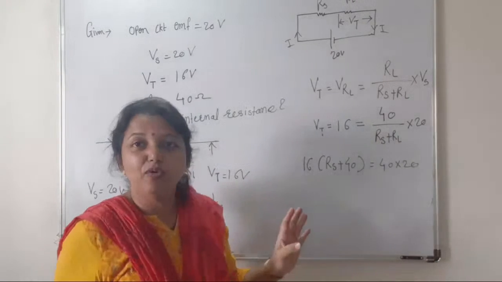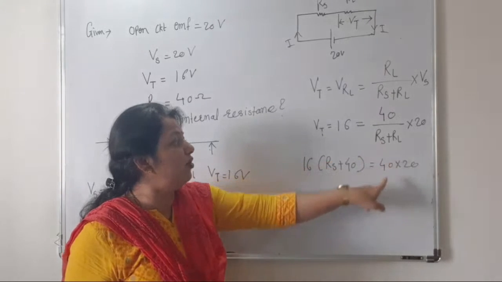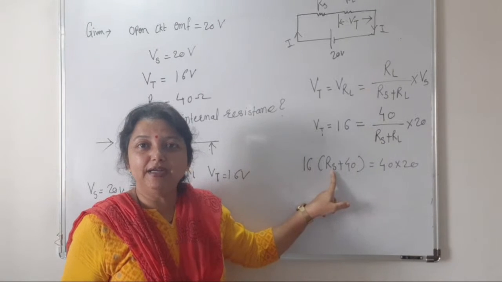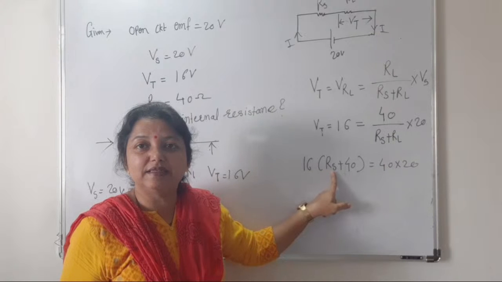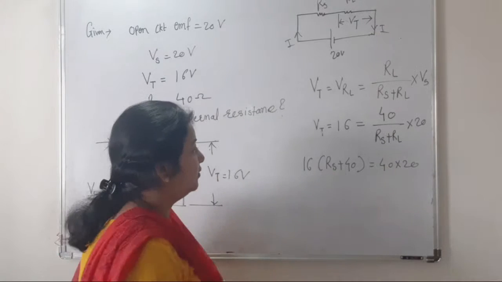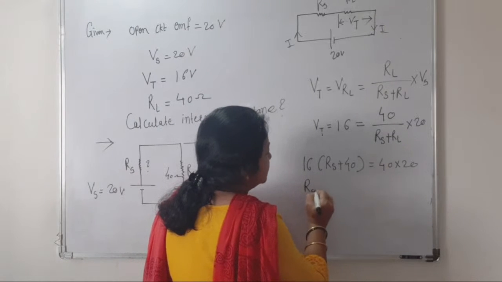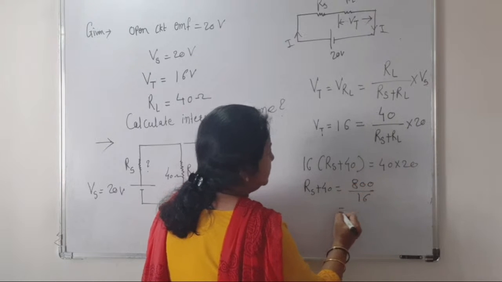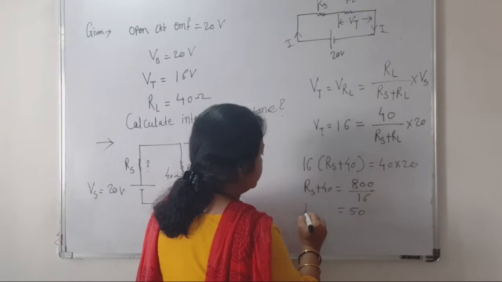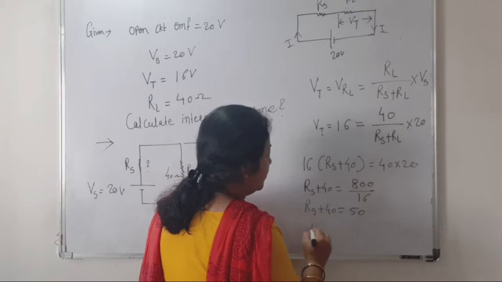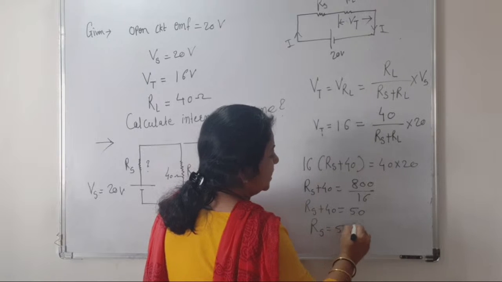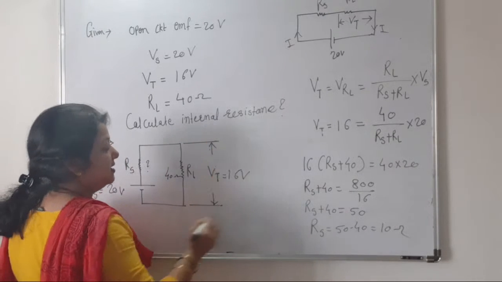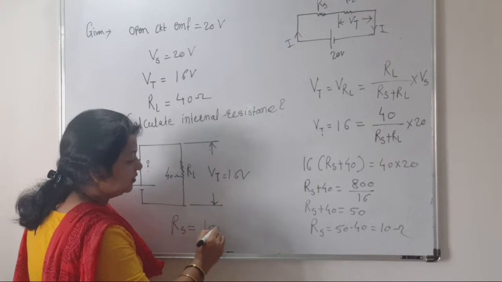Now above that is only mathematical calculation. Only one unknown is there in your equation. Now you can easily simplify mathematically. पुढच्या mathematical step मला explain करायची गरज नाही, तुम्हाला सहज काढता येईल. Okay. So how do you write? RS plus 40 is equal to 800 upon 60, which is equal to 50. So what is the value of RS? 50 minus 40 is equal to 10 ohm. So our internal resistance RS is equal to 10 ohm.